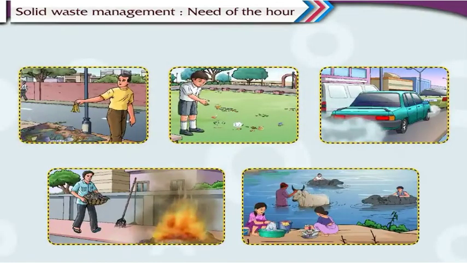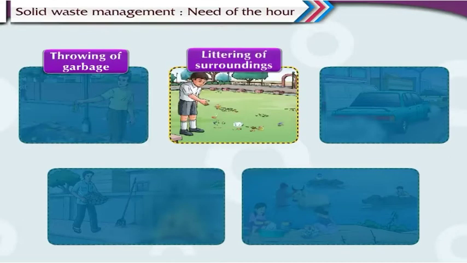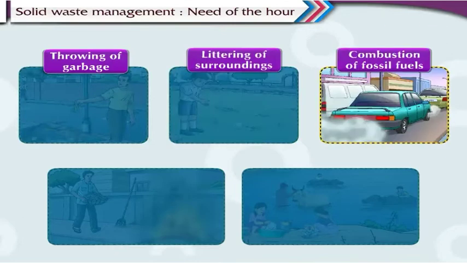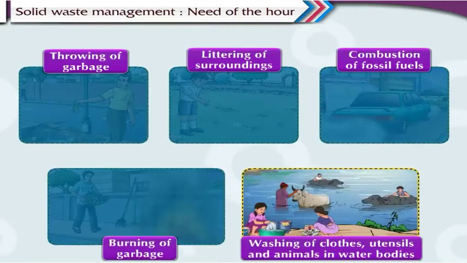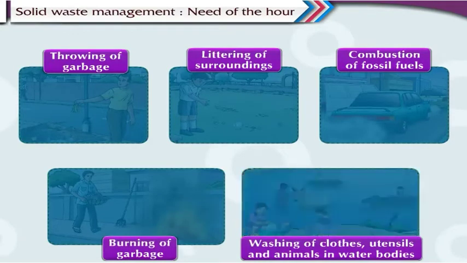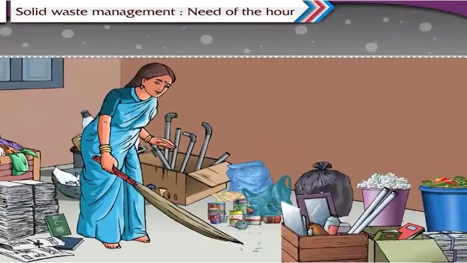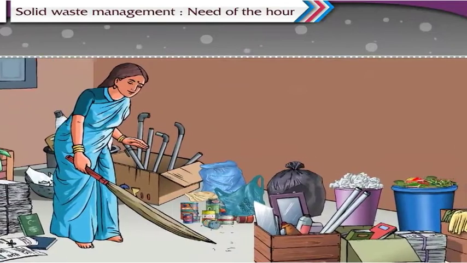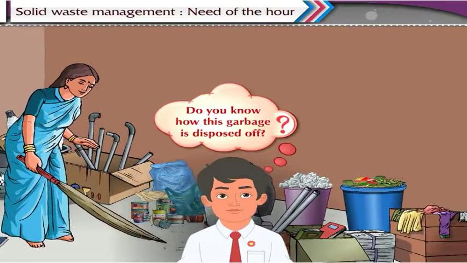In our everyday lives, many activities like throwing of garbage carelessly on roads while walking, littering of surroundings, combustion of fossil fuels, burning of garbage, washing of clothes, utensils and animals in water bodies, etc. pollute our surroundings. Lots of garbage is also collected from our homes every day. Do you know how this garbage is disposed of?